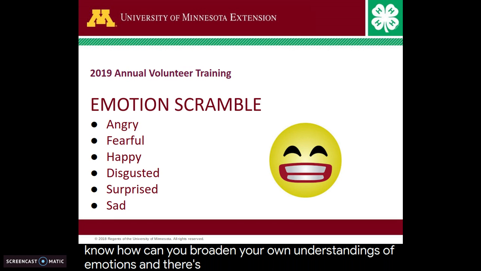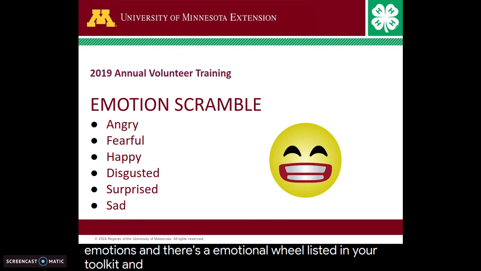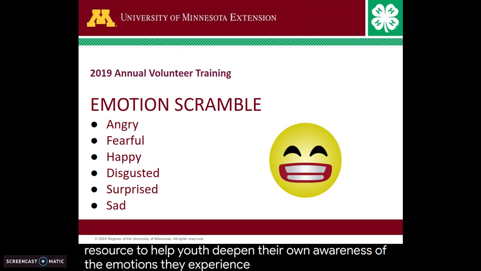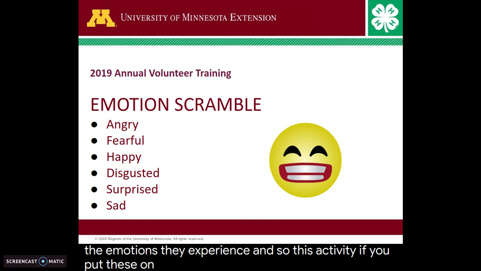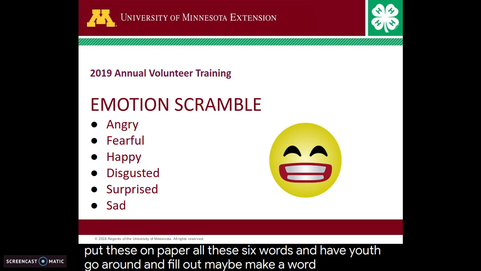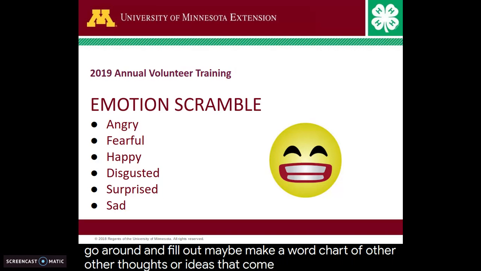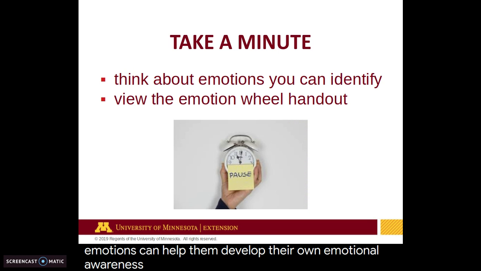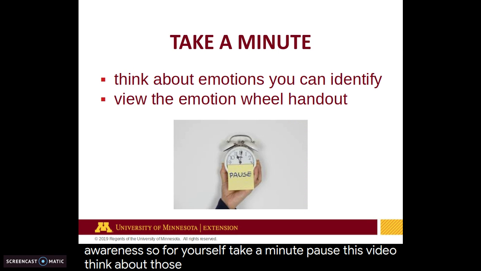There's an emotional wheel listed in your toolkit, and you can look at that. It's a great resource to help youth deepen their own awareness of the emotions they experience. If you put these 6 words on paper and have youth go around and fill out a word chart of other thoughts or ideas that come around these emotions, it can help them develop their own emotional awareness. So for yourself, take a minute, pause this video, think about those emotions, and view that handout, and then we'll proceed.